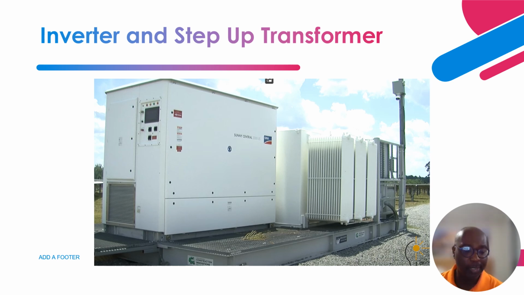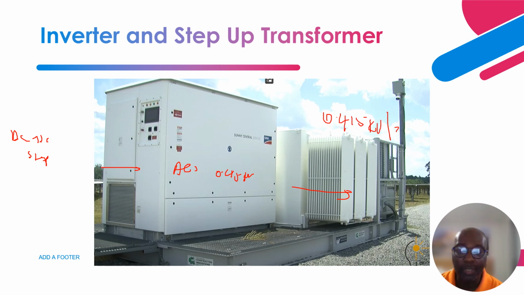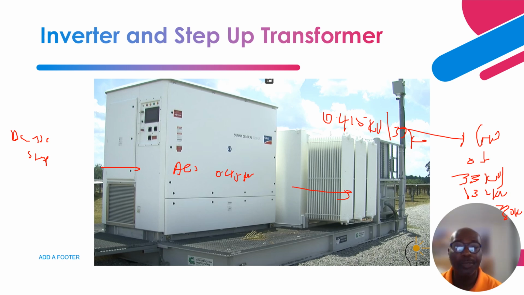So basically you have a DC to DC converter that steps the voltage up to a required DC voltage. Then it comes into this inverter that inverts it to the AC equivalent, about 0.415 kilovolts, before it goes to this transformer that steps the voltage up from 0.415 kilovolts to 33 kV. Before it goes to the grid step-up transformer that steps it up from 33 kV to 132 kV or 230 kV, depending on the voltage requirement of the interface utility.